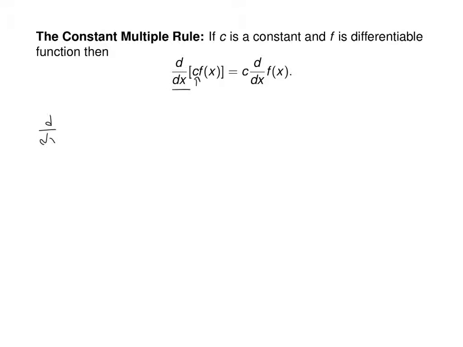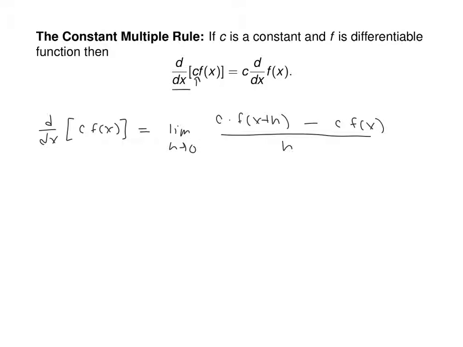So the derivative of the function c f of x is the limit as h goes to 0. Because all the rules we have come from this definition. That's why you have to learn it first. So it's f of x plus h, which means take this function and plug x plus h in. Does that make sense? So that's going to be c times f of x plus h minus c f of x, all over h.